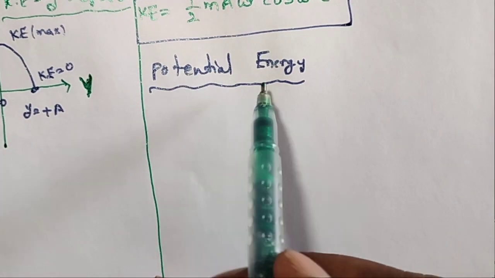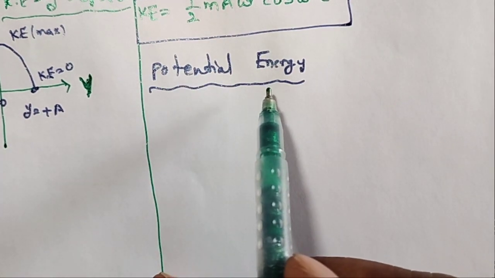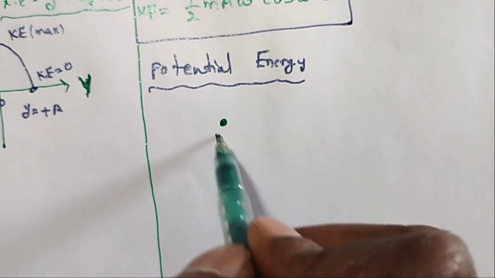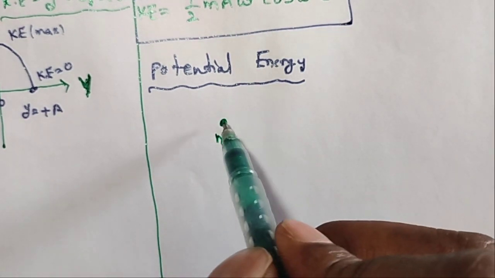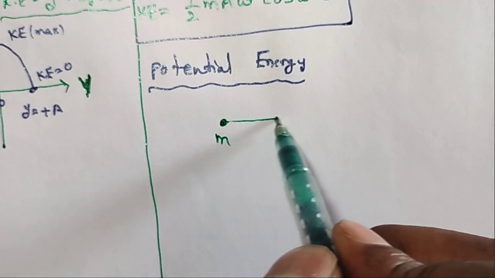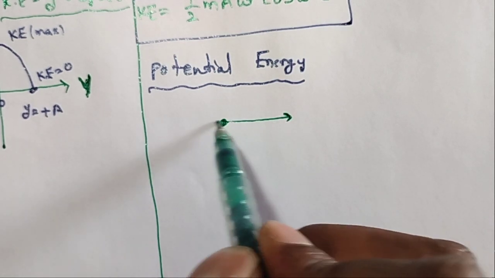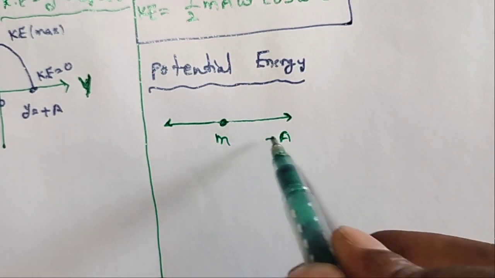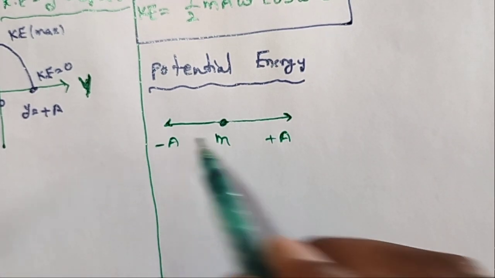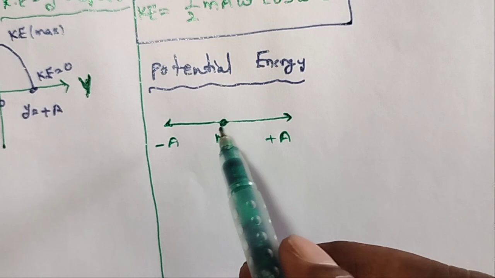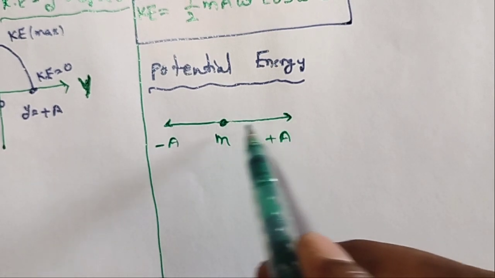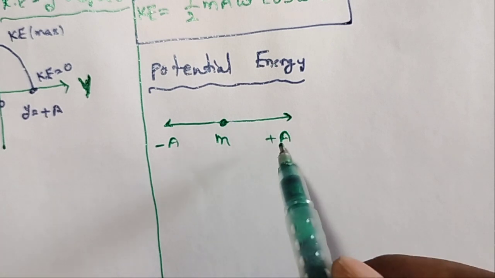Next, what is the potential energy of a simple harmonic oscillator? Here is a particle of mass m. We know that this particle is executing simple harmonic motion with amplitude a. This is positive a, this is negative a, where a is the amplitude. The particle of mass m is moving like this in simple harmonic motion with amplitude a.